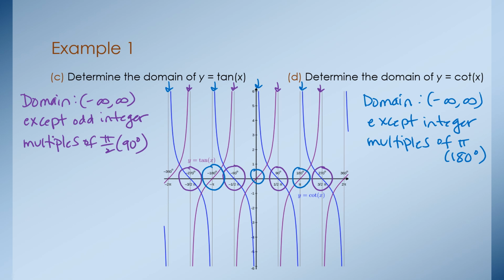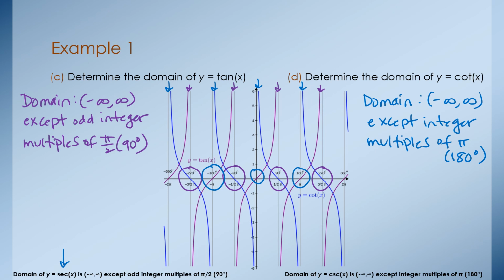Now I hope that as I wrote those, you said to yourself, those sound really familiar. Well, that's because I think that they are. For the tangent, you might remember that's the same thing as we saw for the secant, and for the cotangent, that's the same thing that we saw for the cosecant.